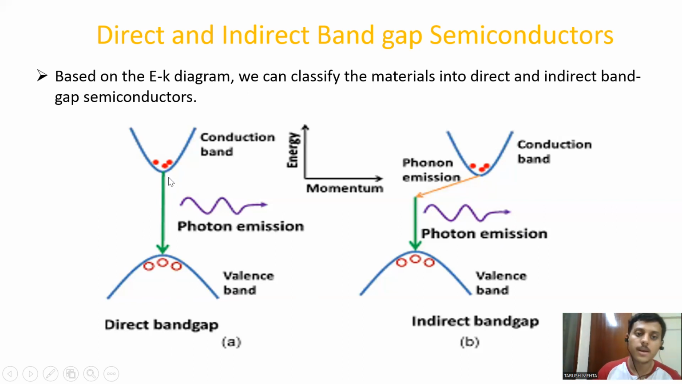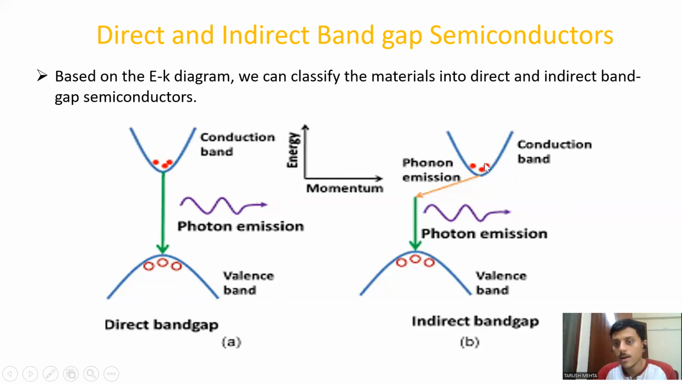So in a direct band gap semiconductor, whenever an electron falls from the conduction band to the valence band, a photon is emitted. This happens because the momentum change is nearly zero, and that zero momentum change can be given to a photon, because a photon also has negligible momentum due to its negligible mass. So both energy and momentum conservation take place here.